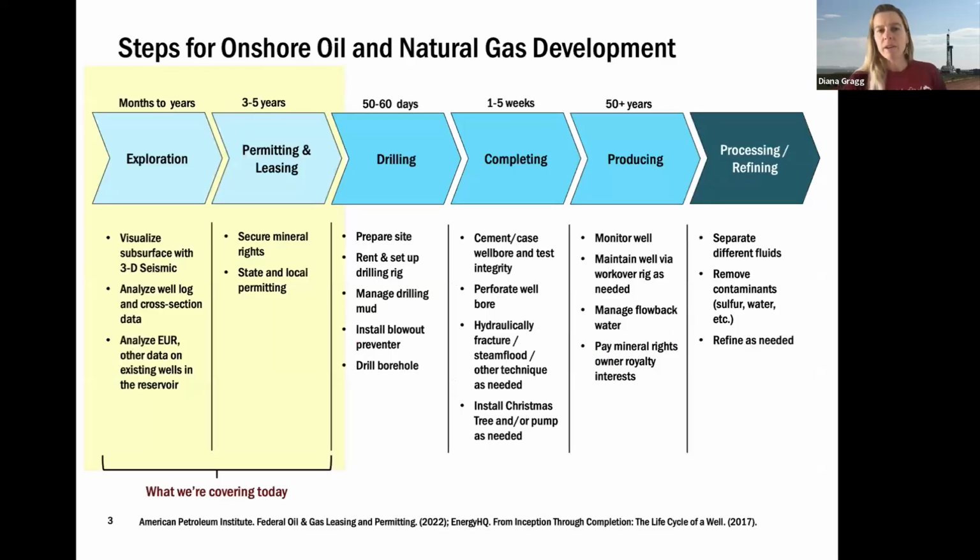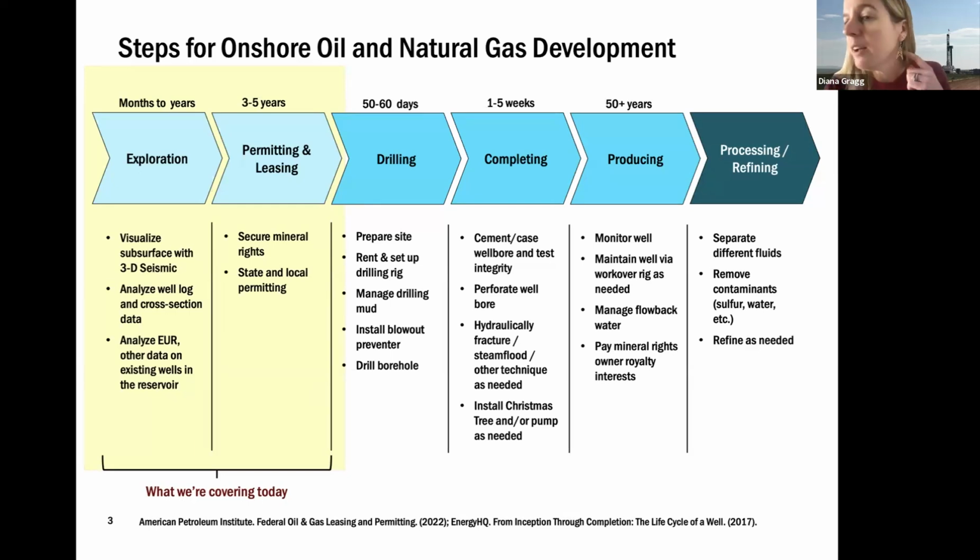So, when we're thinking about developing oil and natural gas resources, there's a whole chain of events that needs to happen in order for you to start producing that oil and natural gas out of a reservoir. And so that starts in the exploration and permitting and leasing. That's what we're going to talk about today. And then moves on to drilling, completing, producing, things like that to actually get the oil and gas out of the ground and then use in our cars and our homes and provide the energy services that they provide.